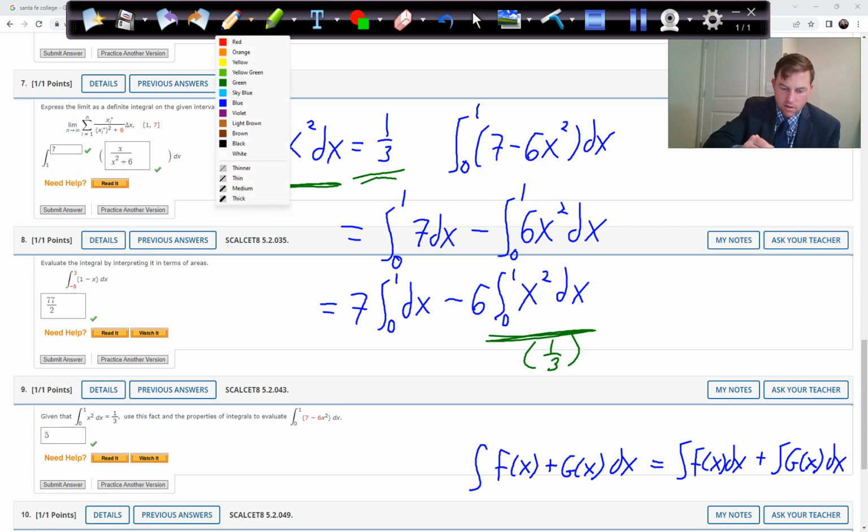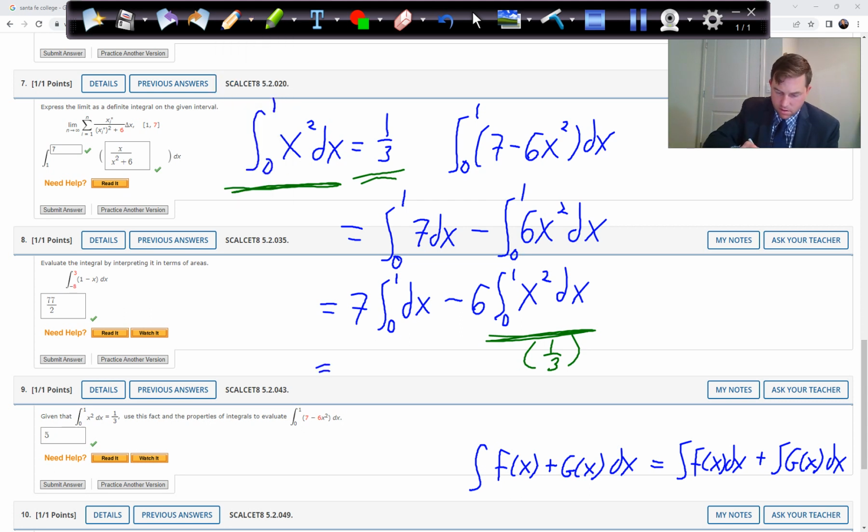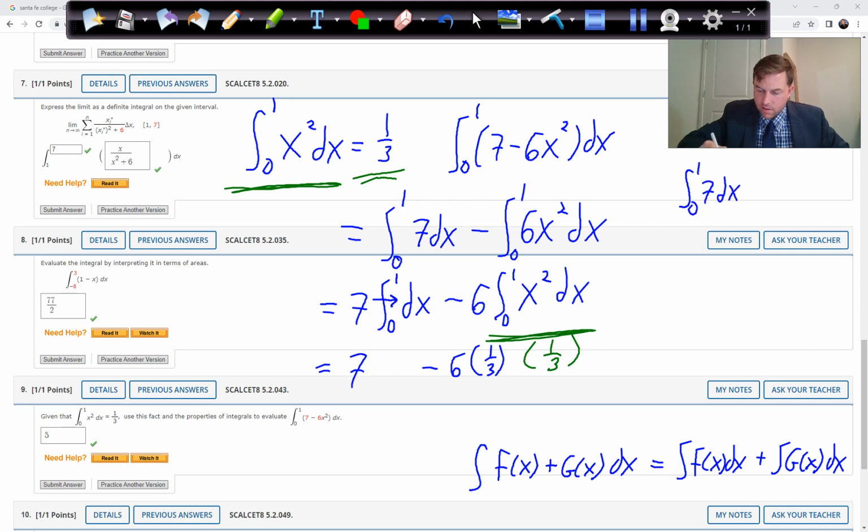So we're going to get 7 minus 6 times 1/3. But what is this? The integral of dx is, and actually I almost want to put the 7 back inside here. What would be the integral from 0 to 1 of 7 dx? The function is the constant 7.